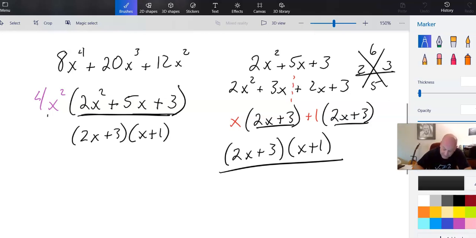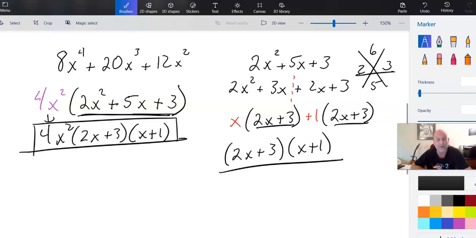And then this guy comes down too. So the whole thing here is the answer. You have 3 different factors this time. So you have to remember to pull that common factor out if there is one. Otherwise, basically what happens is your answer is not completely factored.